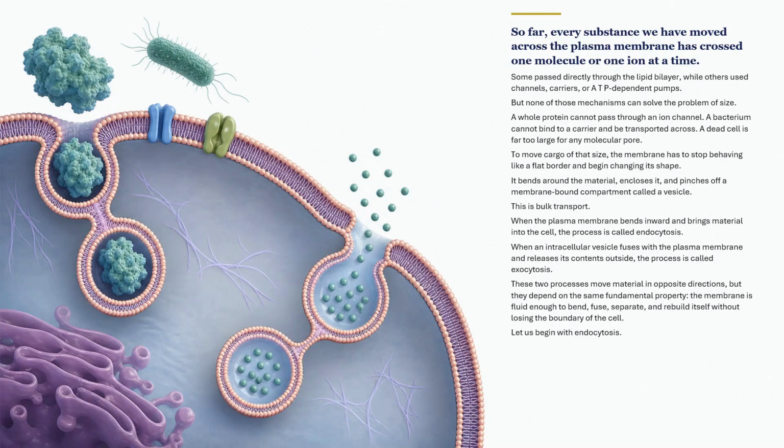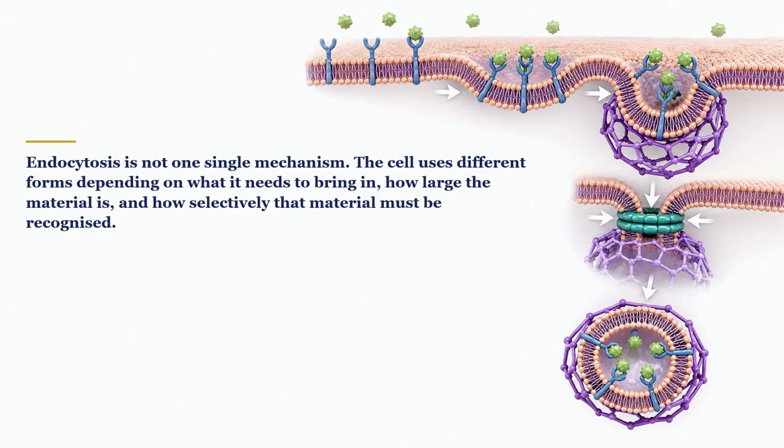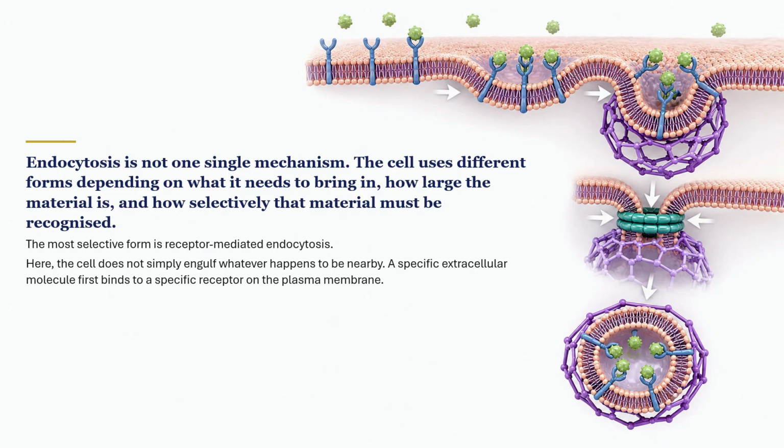Let us begin with endocytosis. Endocytosis is not one single mechanism. The cell uses different forms depending on what it needs to bring in, how large the material is, and how selectively that material must be recognized. The most selective form is receptor-mediated endocytosis. Here, the cell does not simply engulf whatever happens to be nearby. A specific extracellular molecule first binds to a specific receptor on the plasma membrane.